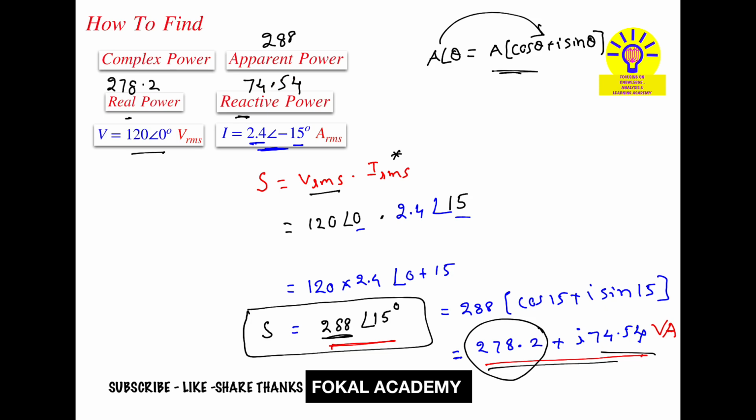Now, what are the units for apparent power, real power, and reactive power? The unit for apparent power is the same as for complex power, that is volt-amperes. For real power, watts, and for reactive power, var. So these are the corresponding units for the given powers. And this is the process of simplification.